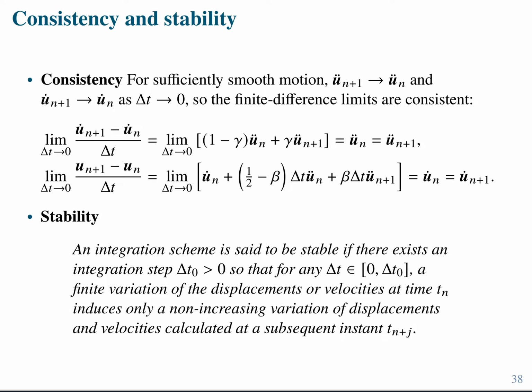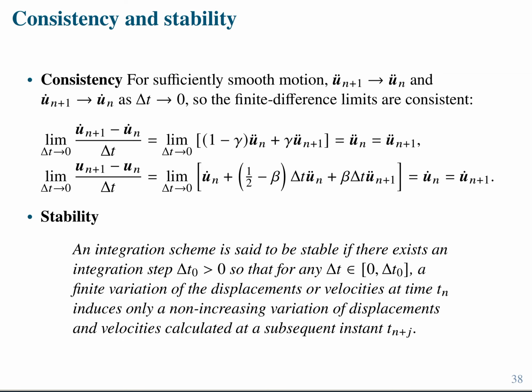So here I wrote, an integration scheme is said to be stable if there exists an integration step delta t naught greater than 0, so that for any delta t within 0 and delta t naught, a finite variation of the displacements or velocities at time tn induces only a non-increasing variation of displacement and velocities calculated at a subsequent instant tn plus j. In essence, all I'm saying here is the method has to be stable, meaning that it's not going to blow out of proportions. The displacement is not going to grow unbounded. Same with velocities and accelerations.